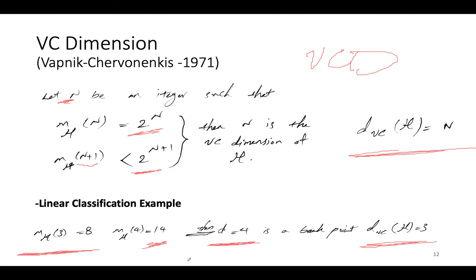You got why 4 is the breakpoint in this case? Because in the case of 3, m_H of 3 is going to be up to 2 to the power of N, which is 8, right? But if we add 1 to N, N plus 1, which is going to be 4, it's going to be smaller than 2 to the power of N plus 1, which was 16. Now it's 14, right? Thus, we're going to say that N is the VC dimension of H, or a breakpoint. And a breakpoint is always one subtraction from the VC dimension. So we're going to say 3 is going to be the breakpoint of that.